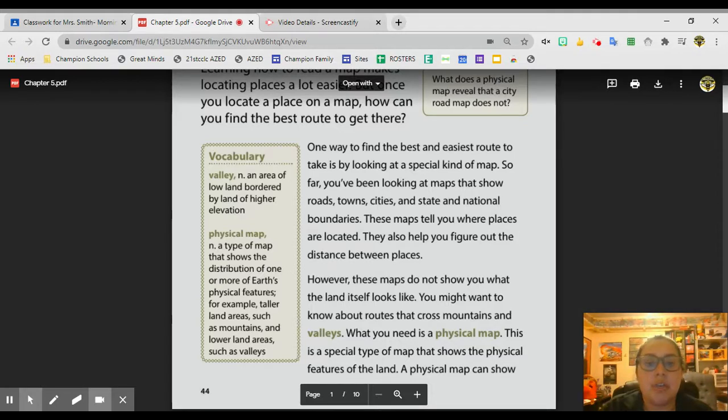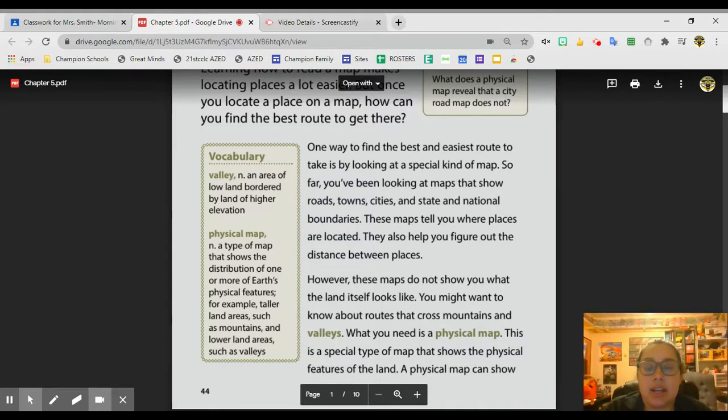So far, you've been looking at maps that show roads, towns, cities, and state and national boundaries. These maps tell you where places are located. They also help you figure out the distance between places. However, these maps do not show you what the land itself looks like. You might want to know about routes that cross mountains and valleys. What you need is a physical map. This is a special type of map that shows the physical features of the land.